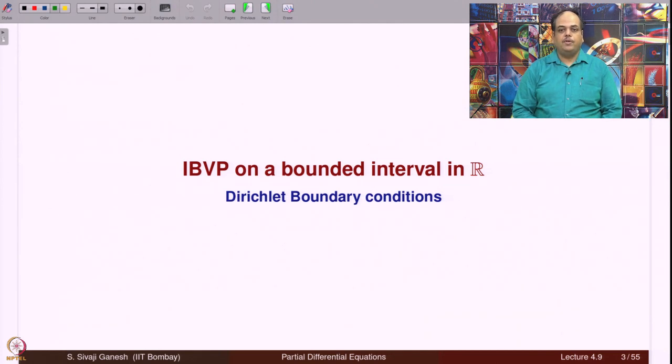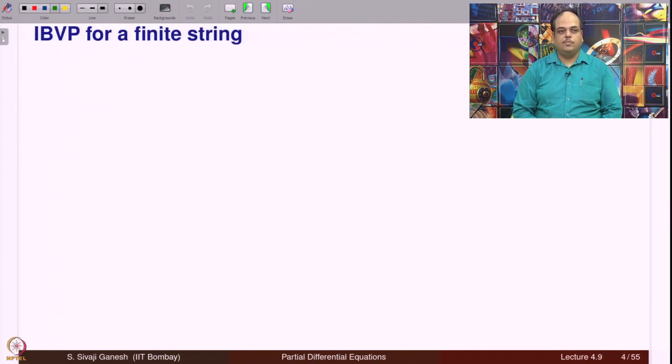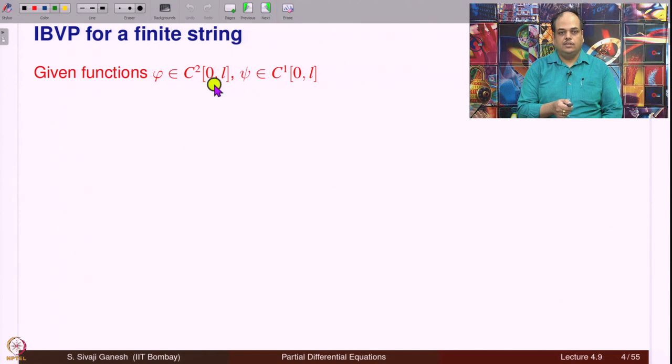So, the IBVP on a bounded interval in R with the Dirichlet boundary conditions. It is also called sometimes the IBVP for a finite string. Remember, the one dimensional wave equation we have modeled as a model for the transverse vibrations of a string. So, since the string is finite, it is called a finite string here, with string position 0 to L. So, given functions phi which is in C2 on the interval [0, L] and psi which is C1 on the interval [0, L], please note the closed intervals here.